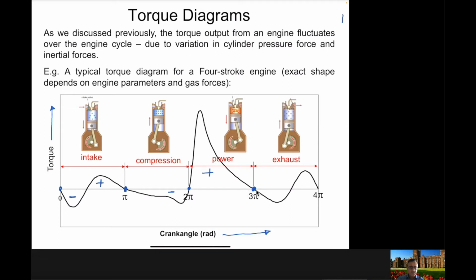And then the same case is in the exhaust stroke. In the exhaust stroke, obviously you are working on the system to remove the gases from the combustion chamber. So you will get some negative torque, which means you are working on the system, and due to the inertia of the piston, you are getting some positive torque here. So this is the typical diagram for a four-stroke engine.